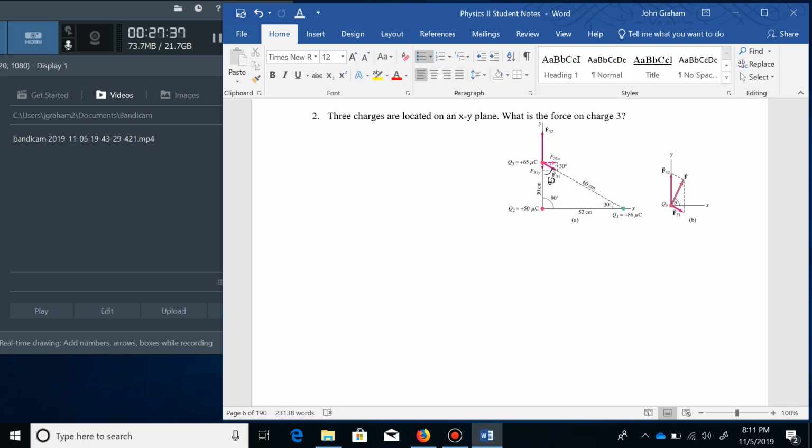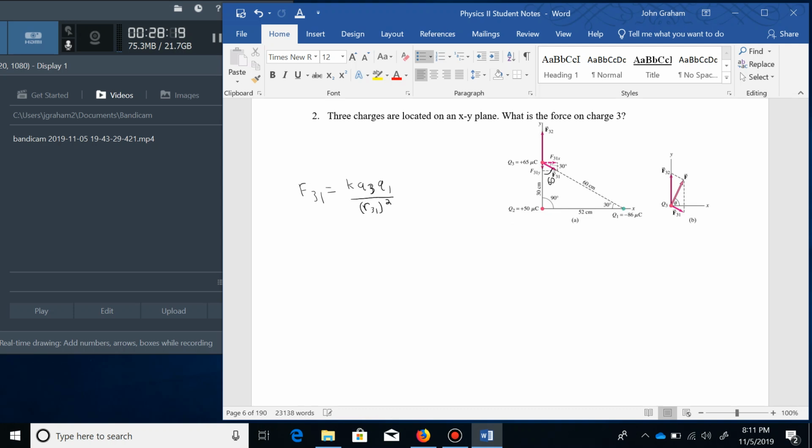Alright, so we'll begin with the force of 3 onto 1. This is going to be K times Q3 and Q1. I'm using small q here. I usually tend to do that. It's no big deal in this case. A lot of times when you're dealing with point charges, you use small q. And then this is over the distance from 3 to 1, squared.